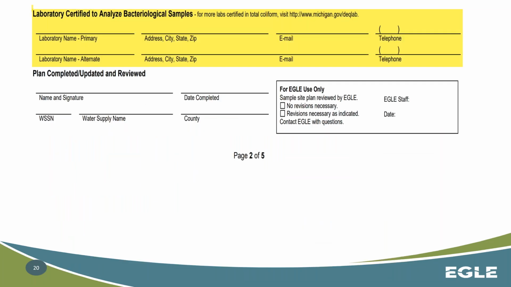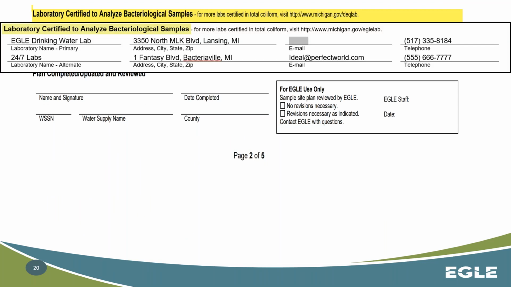On to the certified lab section. Please list the name and address and contact information of the lab you normally use. In this example, we use the Eagle Lab. Does the state lab have to be used? No, John. Actually, you can use any drinking water lab that is certified in the state of Michigan to perform bacteriological sample analysis, specifically total coliform and E. coli. For a list of the certified labs, go back to the Community Water webpage and click Certified Labs under the Programs and Activities section.